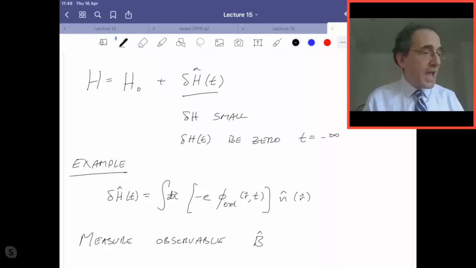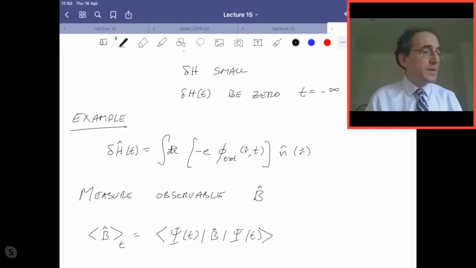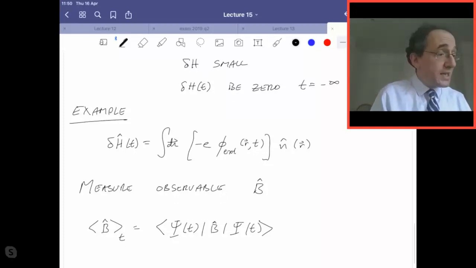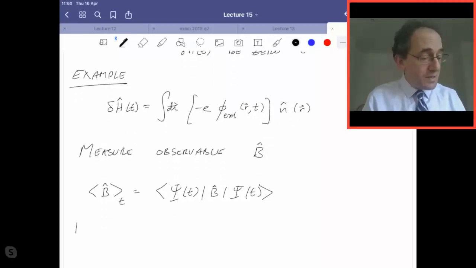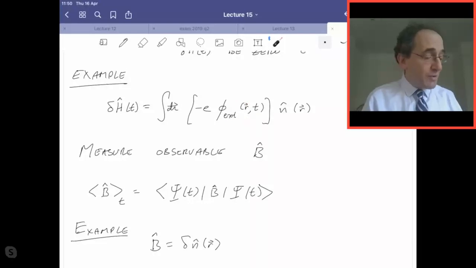We'll call the observable B hat, and we'll measure that B hat as a function of T. B hat at time T, which we can write as the wave function of the system at time T, B hat as an operator, wave function of the system at time T. Okay? And our example might actually be B hat equals the change in density itself of the system. So we perturb the system with an external potential, and we want to see how the density changes due to that perturbation.